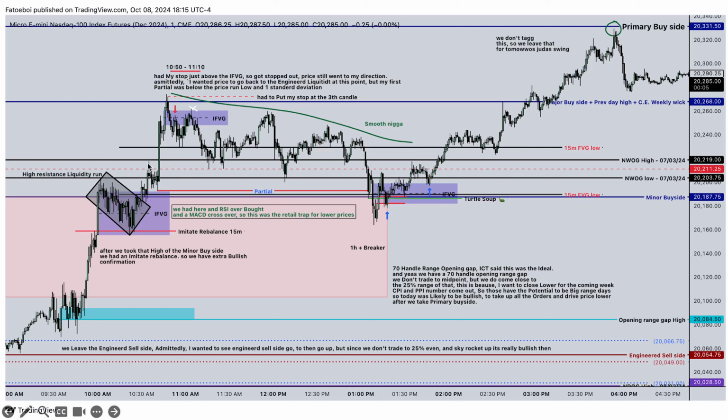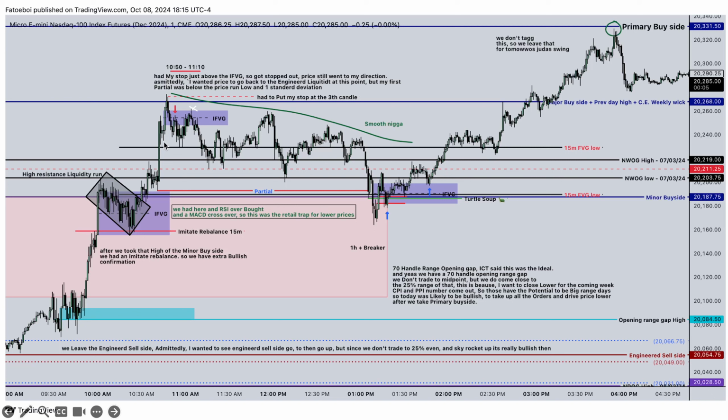And here we had a reason to think that price might be going down after trading up to the new week opening gap, because the bodies are definitely respecting that, and I wanted to see this inverse, and needed it to inverse to then close higher in here, and then take out the engineered sell side and leave the primary buy side open. But it doesn't, it just trades up to the major buy side liquidity and previous day high, because we had an immediate rebalance in here.